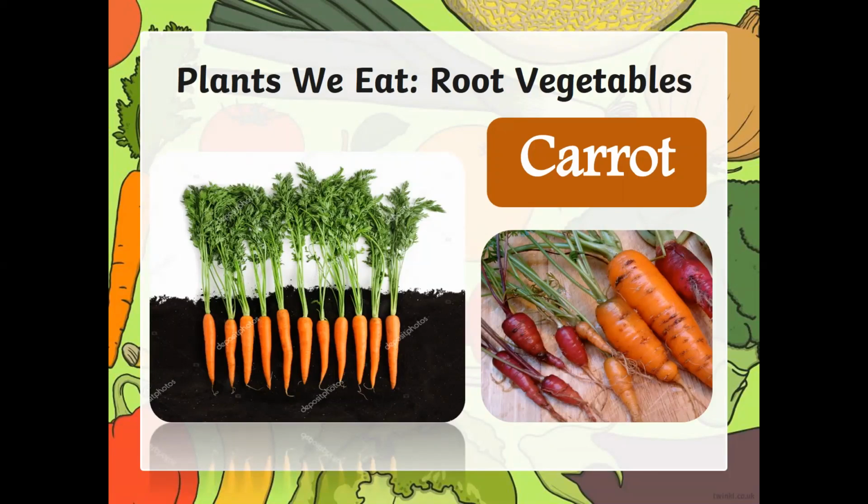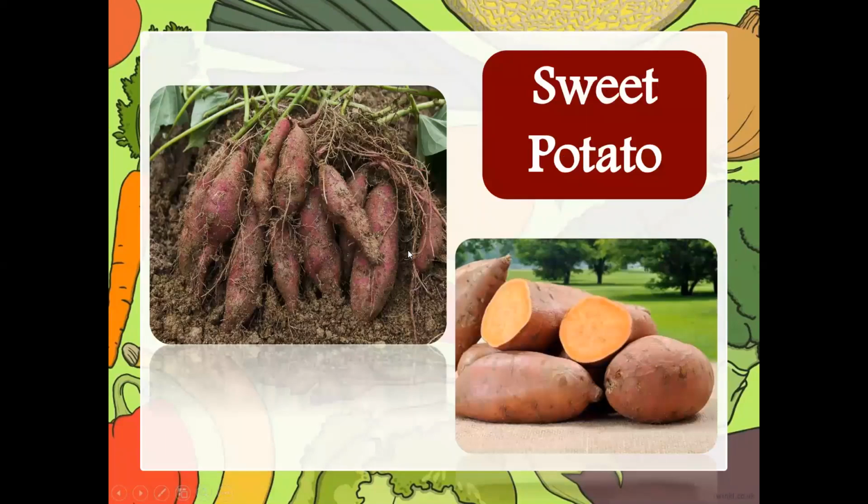Okay? Next example, we have the sweet potatoes. Can you see it? It's full of sand. And we can see also the roots. When you pull it from the ground, we take the sweet potato with its roots. It's also a root vegetable. Okay?